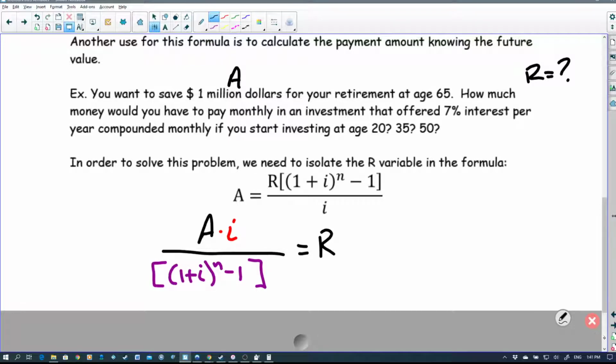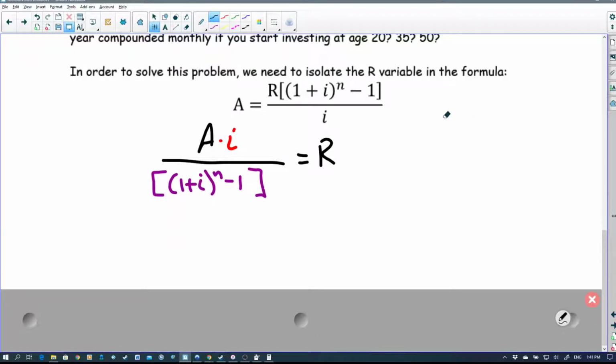So let's put all of these numbers in. Now we're going to have to calculate our I and our N separately here.